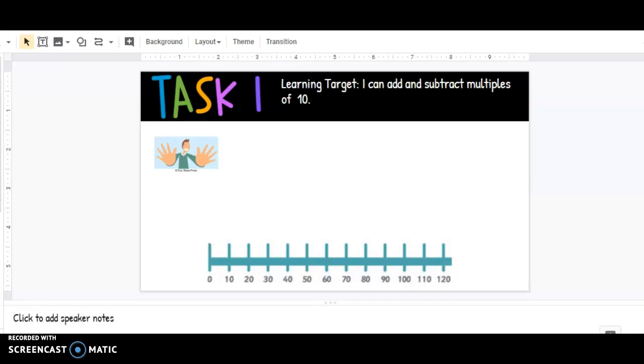We have a new learning target building on what we have been doing since we have been working from home. Our new learning target is: I can add and subtract multiples of 10. On your workspace today, you see I have a dude with 10 fingers. At the bottom of our workspace, we have a number line. Go ahead and take a look at that number line and say aloud what you notice about it.